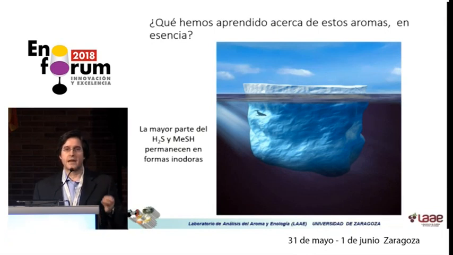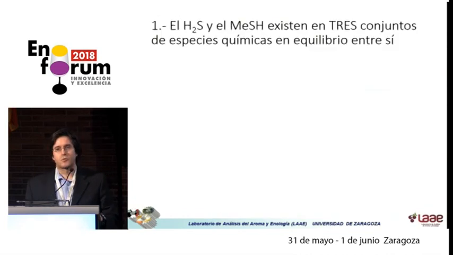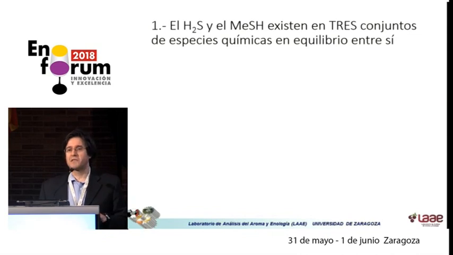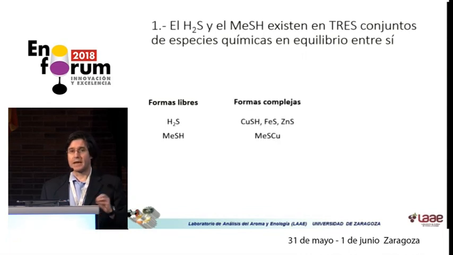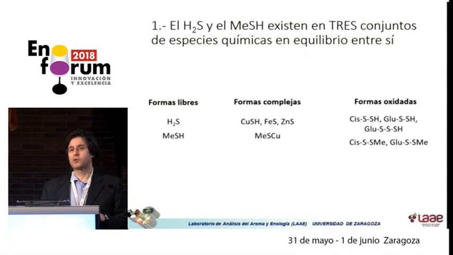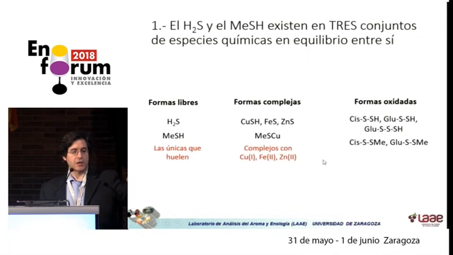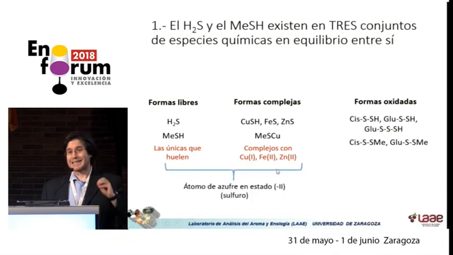Most of the H2S and the MESH exist in 3 different chemical species that are balanced among them: the free forms, the complex forms with metals, and the oxidated forms, where we have complexes with cysteine and glutathione. These free forms are the only ones that smell. The complex forms are complexes with copper, iron, and zinc.